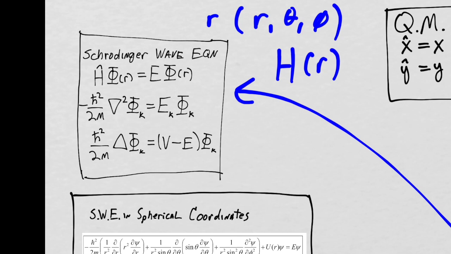If I was a little bit more disciplined, what would I have done? I would have written it this way. Let's see, how would I have done it? I would have said, first of all, H is only a function of the radial coordinate. Phi, the wave function, is a function of r, theta, and phi. See, that's a little clearer.